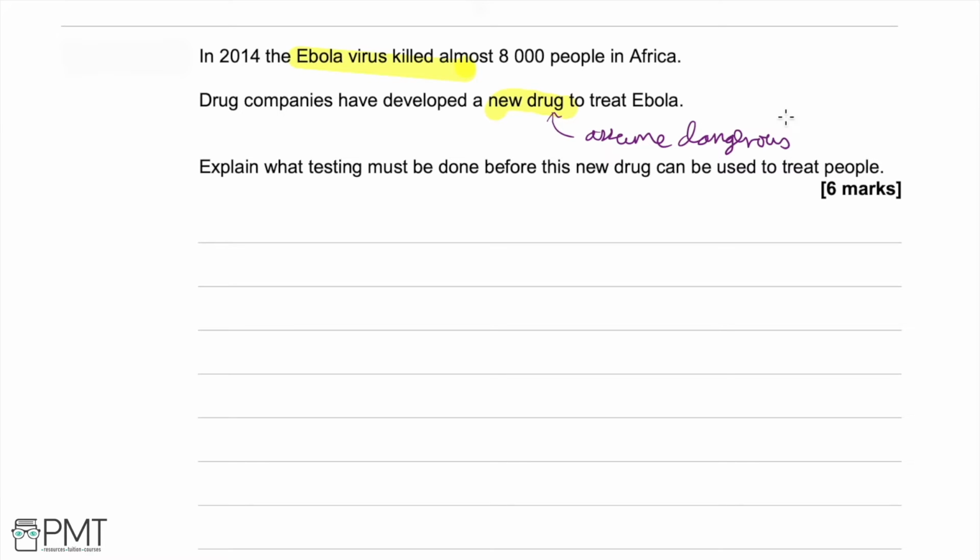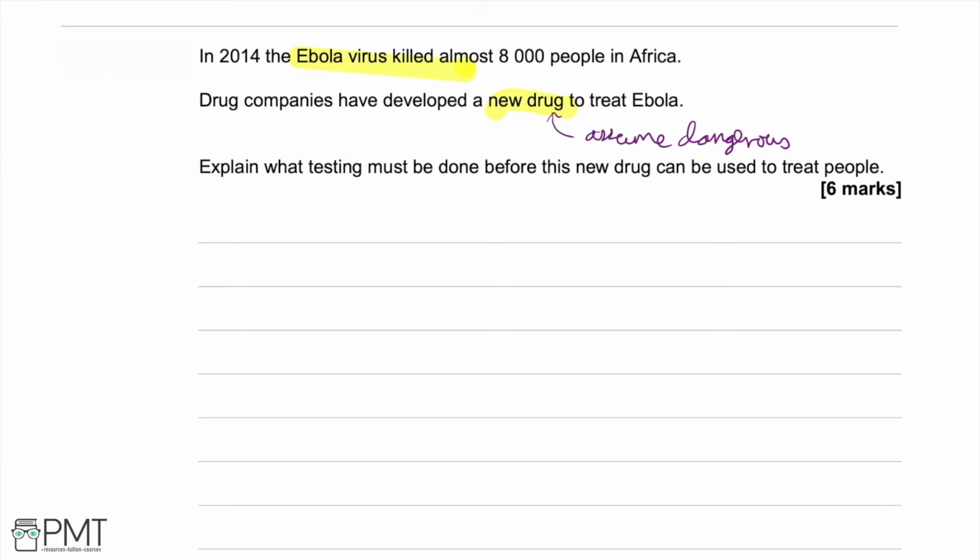Now, looking at this question, it's a 6-mark question, but in this case, it's level marked. So the examiner is looking for the quality of your scientific writing skills. But we still need to be sure to make clear, concise points. So the first stage in testing of a new drug needs to involve cells which are not part of a human body, since we don't know whether it's dangerous.